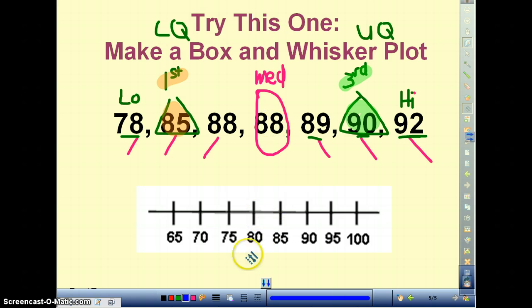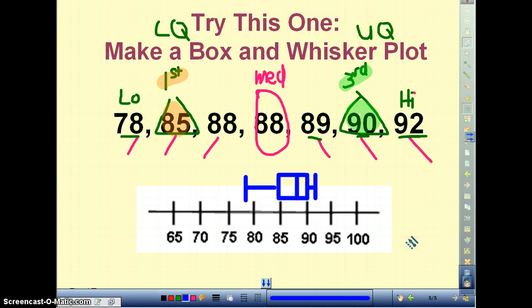88 was my median. So 88 is about right here. My first quartile was at 85. That's about right here. My third quartile was 90. That's right here. Whoops, let me straighten that out. We're going to connect the upper and lower quartiles together with a box. The median will be somewhere in the middle. My high number was a 92. That's about here. And my low number was a 78, which is about right here. All right? And there's your box and whisker plot.